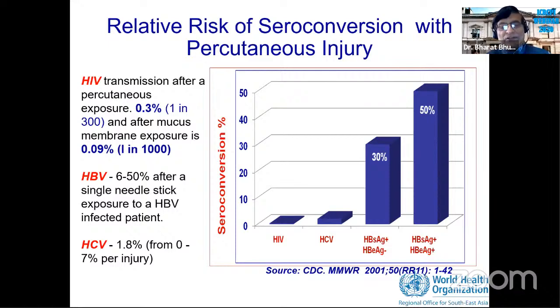But just to compare with hepatitis B, the chances are 6 to 50% of a needle stick injury, and hepatitis C is 1.8%. So you see, hepatitis B also remains a major problem. And when we talk of post-exposure prophylaxis, hepatitis B often does not get that attention. People are more concerned about HIV rather than hepatitis B. Though the chances are significantly higher for hepatitis B, particularly when the source is surface antigen positive and core antigen positive, the chances become very high.